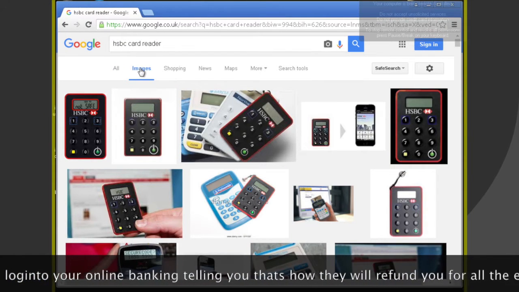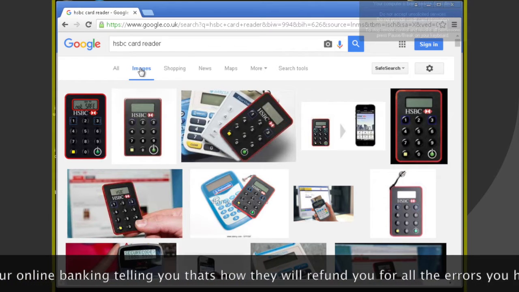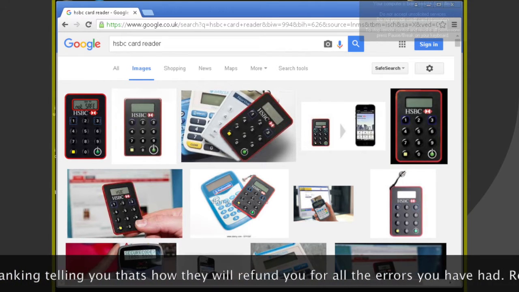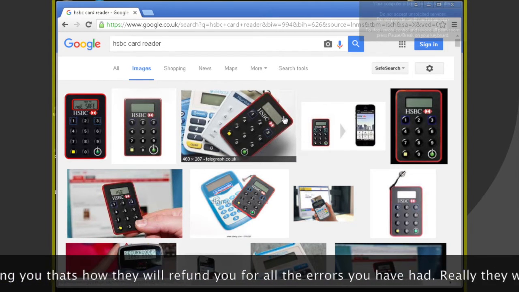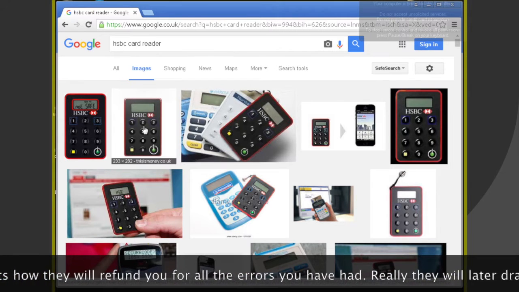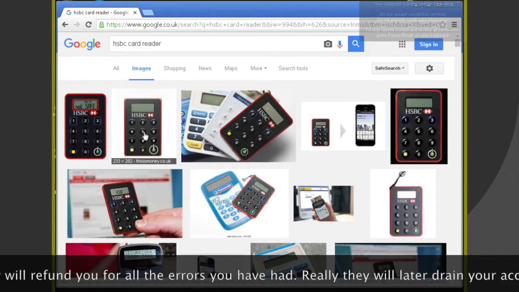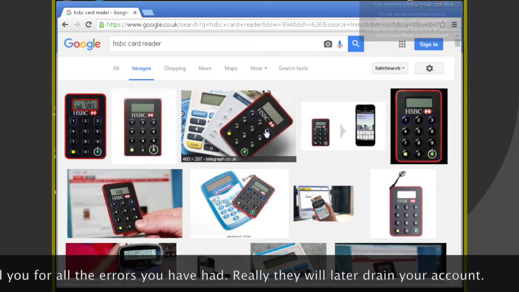Do you got this machine from your bank? No, I don't know. I haven't signed up for the online banking. It's a bit complicated for me and my wife, really. So you haven't got this machine, right? No, I'm sorry.